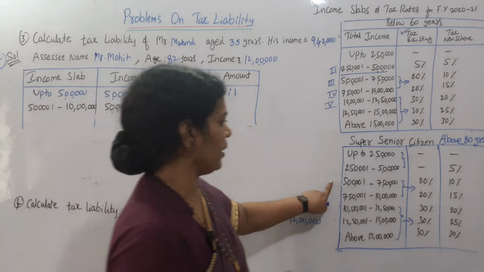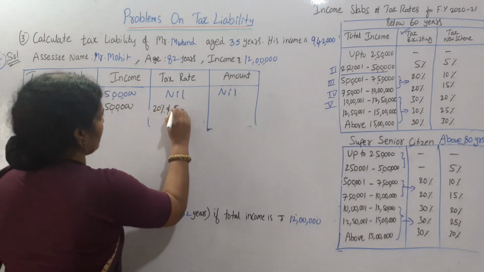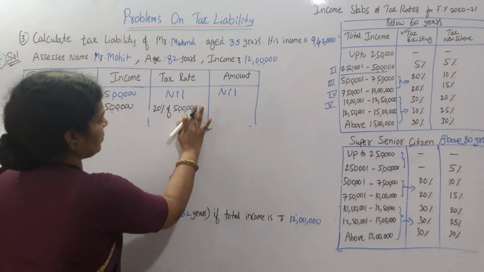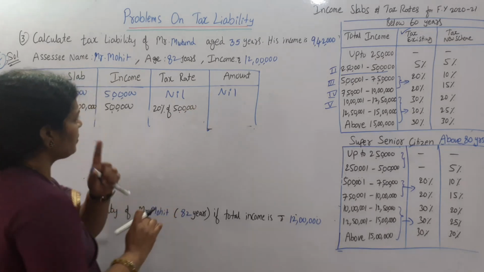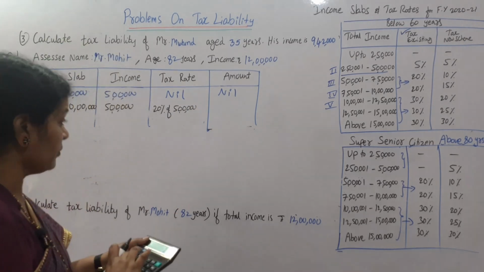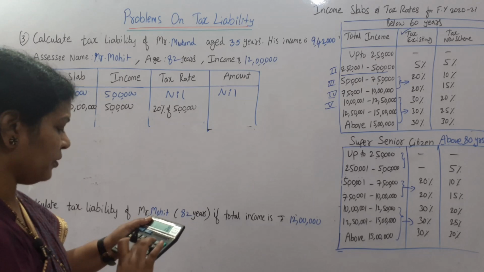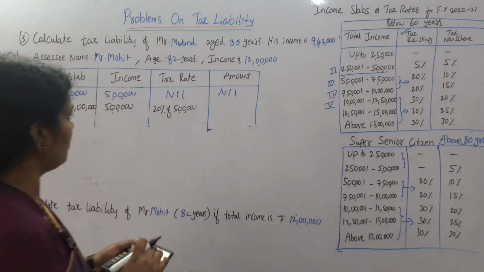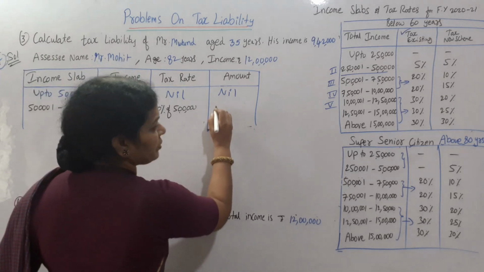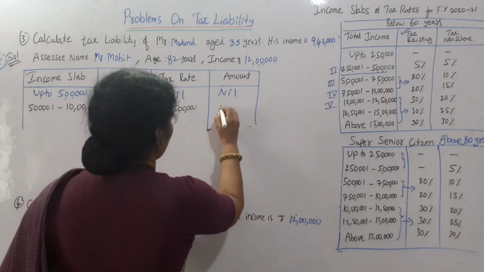Tax rate is how much? 5,00,000 to 10,00,000, it is 20%. So we can say 20% of 5,00,000. 10% is 50,000. Anyway, we'll use the calculator. 5,00,000 into 20%. Sorry, 1,00,000 it comes. 20% means 5,00,000 to 10 lakh, it is 20%. 20% means it is coming to 1 lakh.